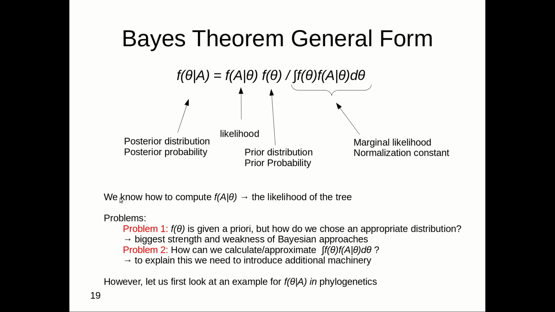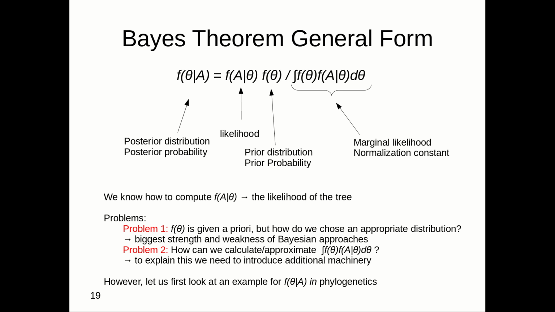Okay, so right now the only thing we know how to compute is the likelihood of the alignment given theta, all the parameters, so this is the likelihood of the tree. And then we have two problems. So problem number one is that the prior probability distribution needs to be given a priori, but how do we actually choose an appropriate distribution? Or what happens if we choose an inappropriate prior distribution that is not in any sense realistic based on the data we have? So this is at the same time the largest strength and weakness of Bayesian approaches, right?